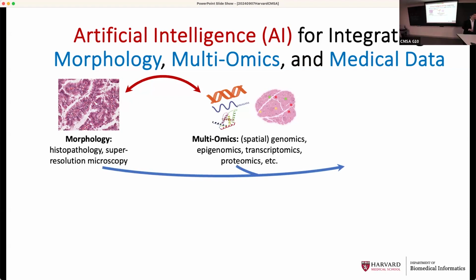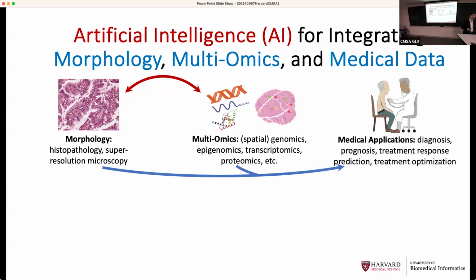And lastly, we connect both morphological data and multi-omics information to make medical applications. For example, we can build a multi-modality machine learning approach, leveraging both imaging and molecular data to make better disease diagnosis, and prognosis, which is about the prediction of the patient survival and patient outcomes. And we can use the predicted treatment response and survival information to optimize treatments for individual patients.